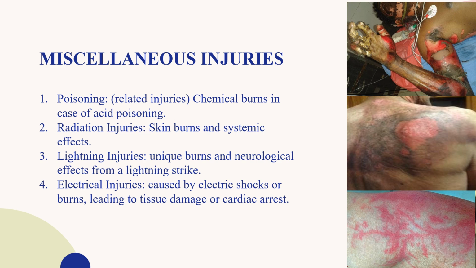The fifth type of classification of injuries is miscellaneous injuries. In this miscellaneous injuries, there are different types of injuries. The first one is poisoning, injury related to chemical burn in case of acid poisoning. The second one is radiation injuries, skin burn and systemic effects.